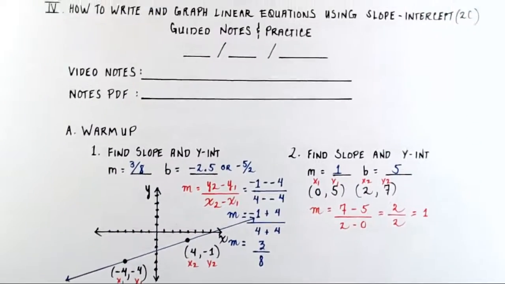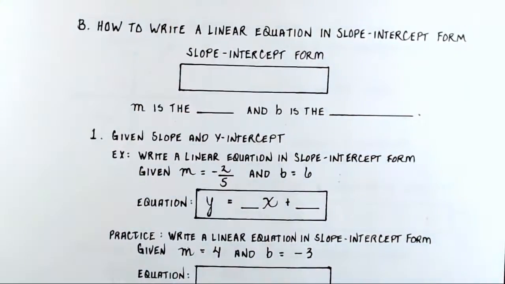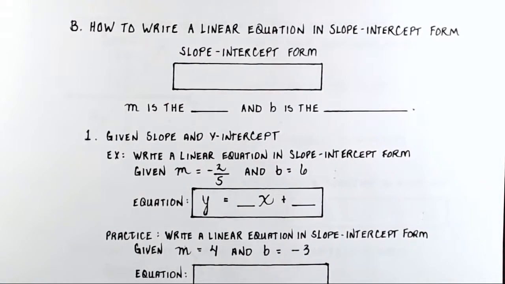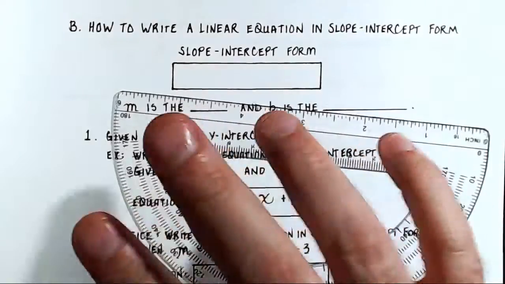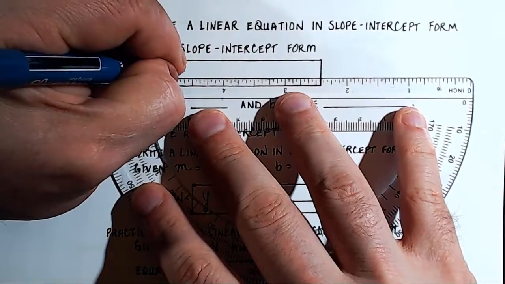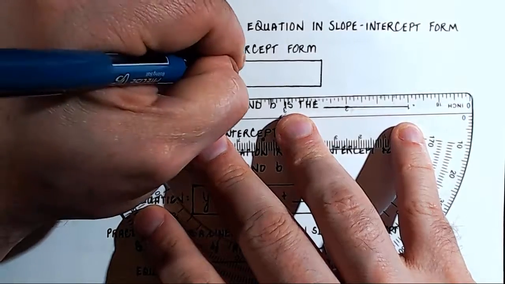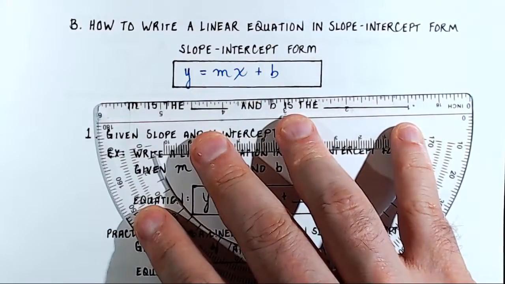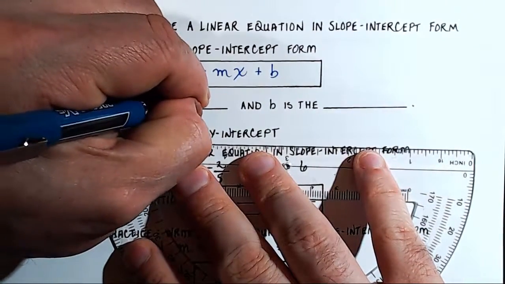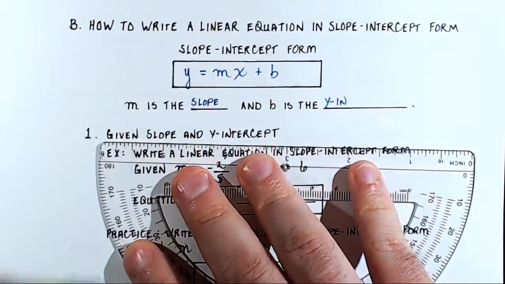Let's move on now to the main event. How to write a linear equation in slope-intercept form. First, we're asked to write the slope-intercept form of a line, and I've got this front and center because it's really important. I want you to memorize this. That's the M word. So y equals mx plus b. That is the slope-intercept form, and m is the slope, and b is the y-intercept.